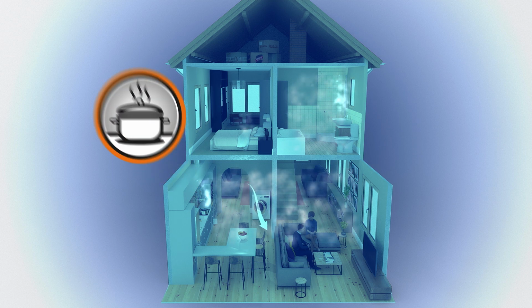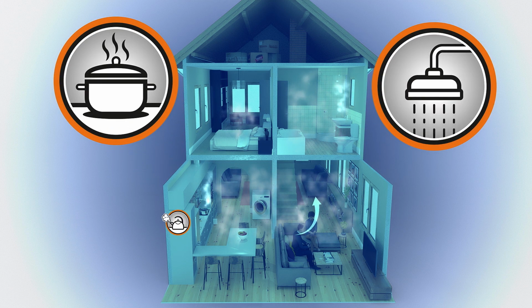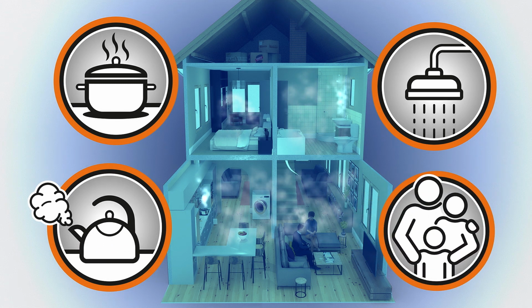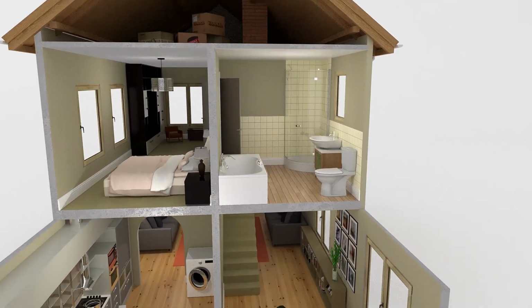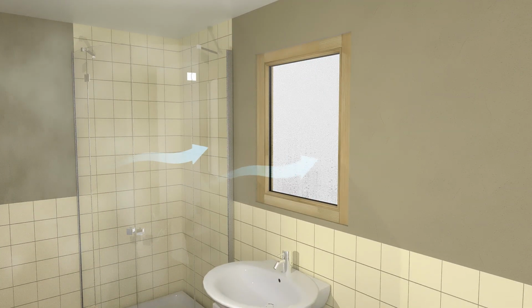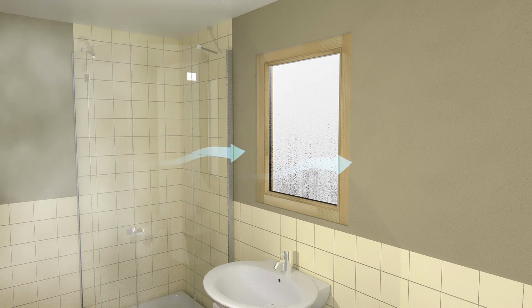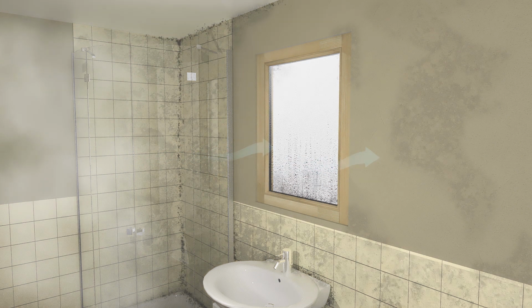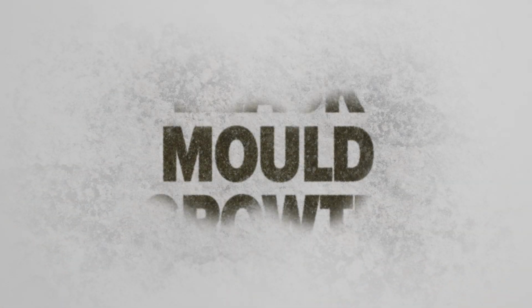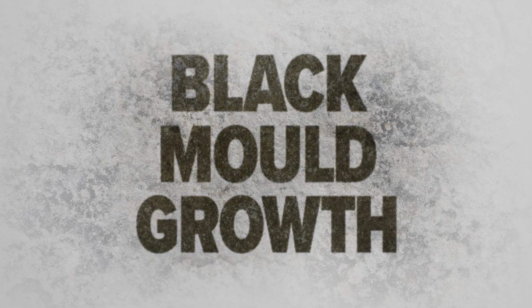Regular day-to-day activities can generate lots of additional airborne moisture vapour, and two people can generate as much as 9 to 12 litres of moisture vapour in a day. Condensation forms and mould growth occurs in an environment where high levels of moisture vapour in the air meet cold surfaces, such as windows, tiles and external walls. In order to treat mould, we need to better understand it.